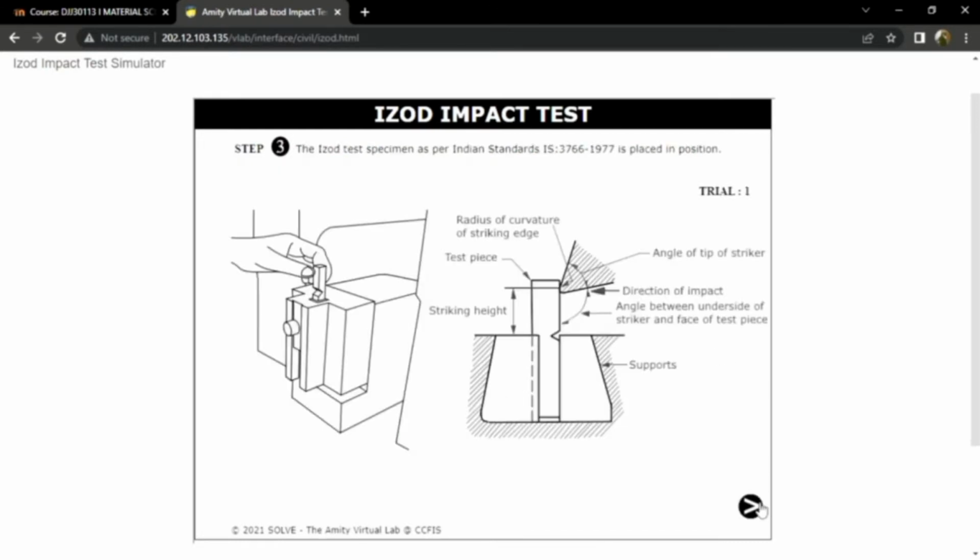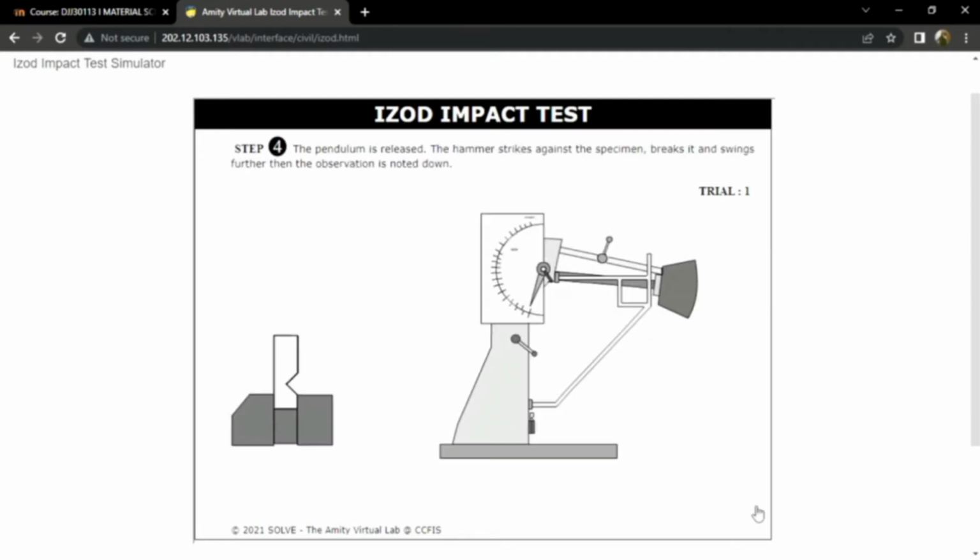Step 3 is the Izod test specimen as per Indian Standard IS 3766-1977 is placed in position. So here we will see radius of curvature of striking edge, and then test piece, striking edge, angle of tip of striker, direction of impact, angle between the underside of striker and face of test piece, and then lastly is support.